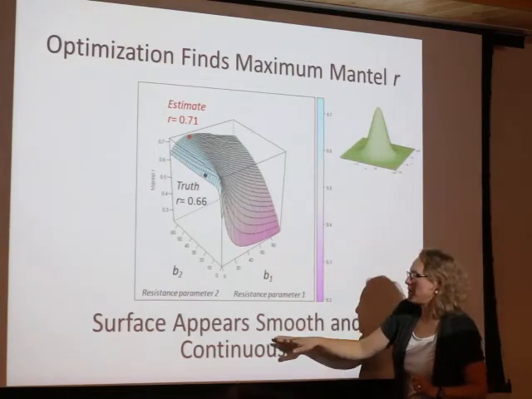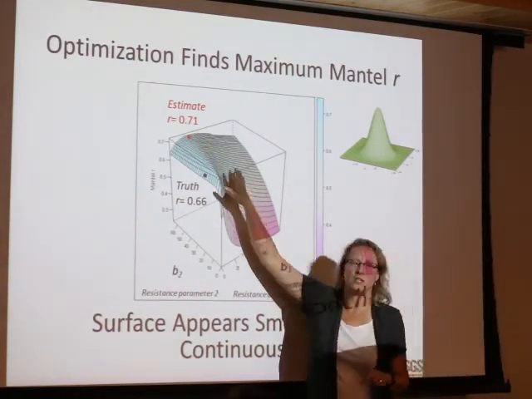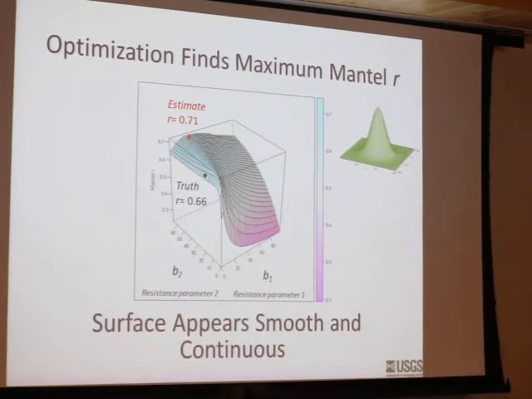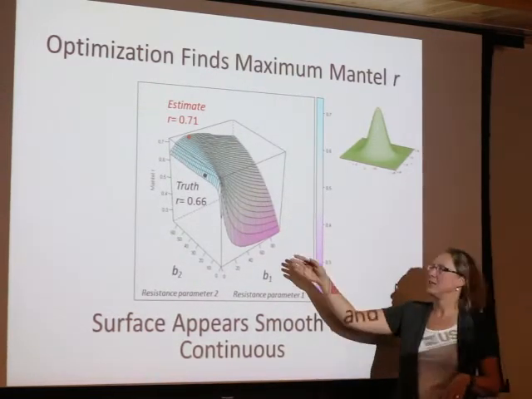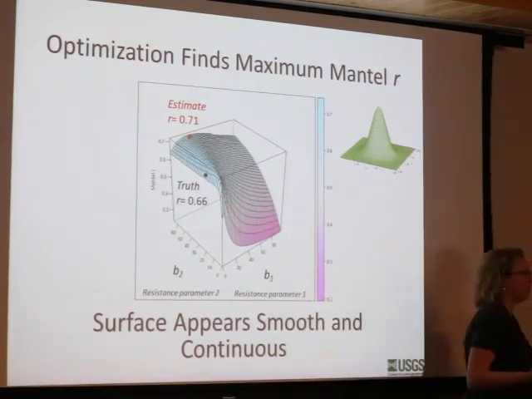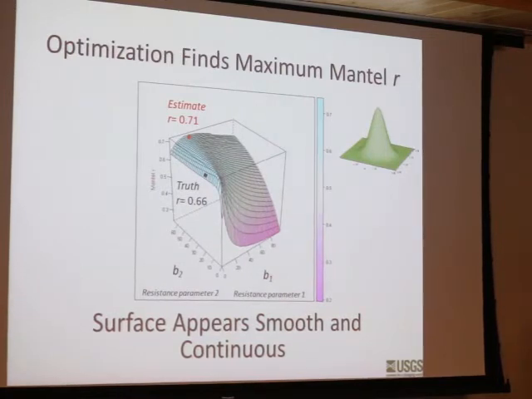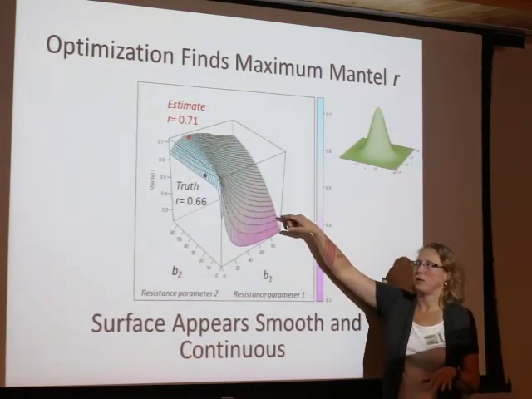And the fact that this surface looks smooth and continuous is a good thing, because then if you're using an algorithm, you can actually find the peak, and it's not as likely to get stuck in a little peak, which can happen with some of the structure algorithms, for example. That can happen.